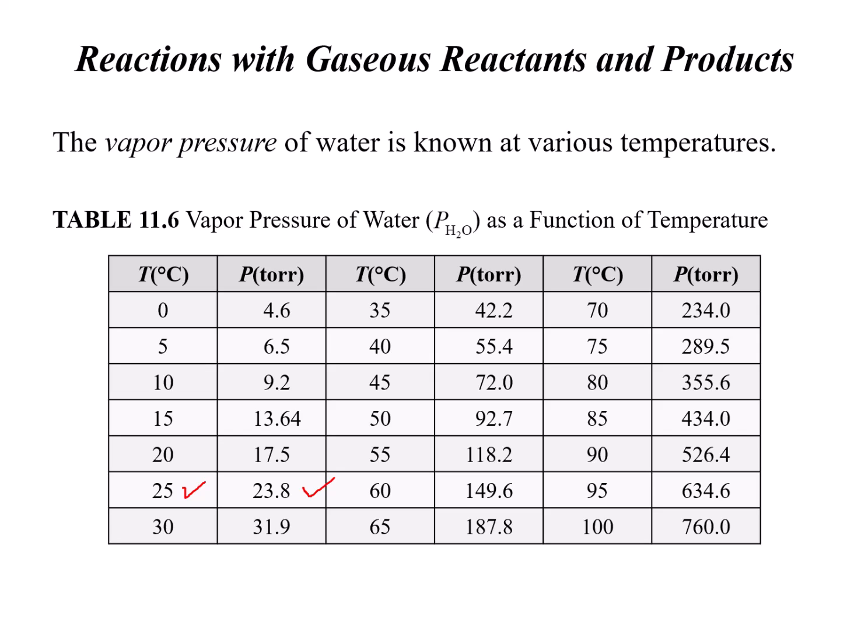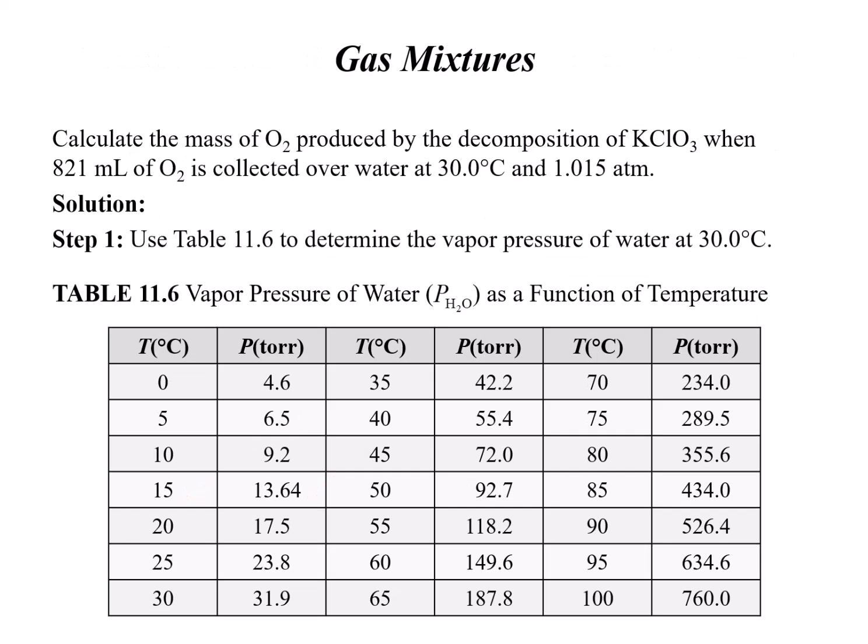So you look that up on a table, it has to be given. There's no memorization here or anything like that. So here it says calculate the mass of the oxygen produced, decomposition of potassium chlorate when 8.21 milliliters of oxygen is collected over water at 30 degrees Celsius and 1.1015 atmospheres. So we look at the table here at 30 degrees Celsius, the pressure contributed by the water is 31.9 torr.